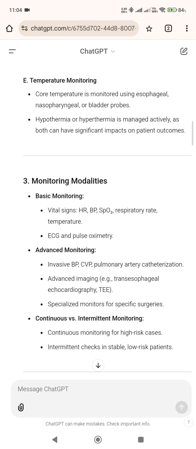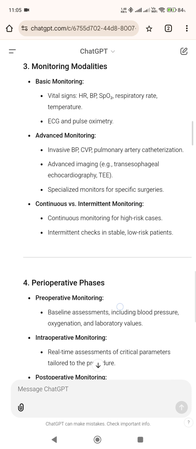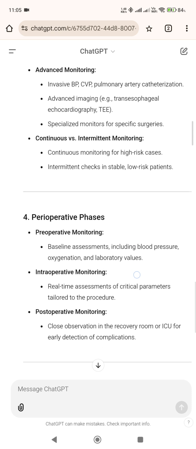3. Monitoring modalities. Basic monitoring: vital signs, HR, BP, SpO2, respiratory rate, temperature, ECG, and pulse oximetry. Advanced monitoring: invasive BP, CVP, pulmonary artery catheterization. Advanced imaging, e.g. transesophageal echocardiography, TEE. Specialized monitors for specific surgeries. Continuous versus intermittent monitoring. Continuous monitoring for high-risk cases. Intermittent checks in stable, low-risk patients.